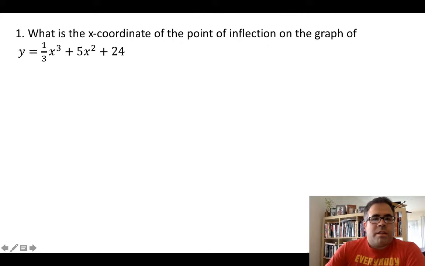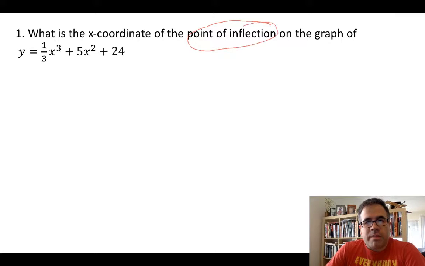Let's get started. What is the x-coordinate of the point of inflection on the graph of y equals 1/3 x cubed plus 5x squared plus 24? So if we're looking for points of inflection, we can do that. Generally, we're not interested in points of inflection just by themselves. If you are, you want to look at the second derivative.